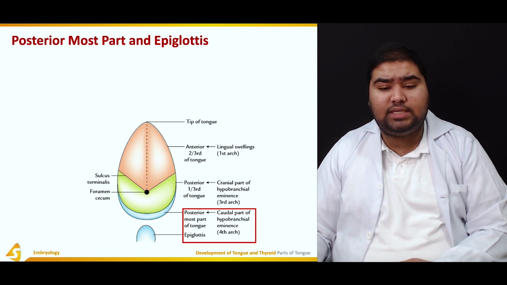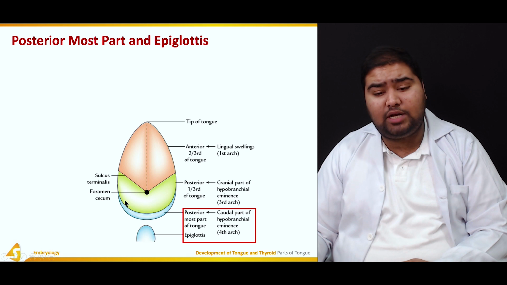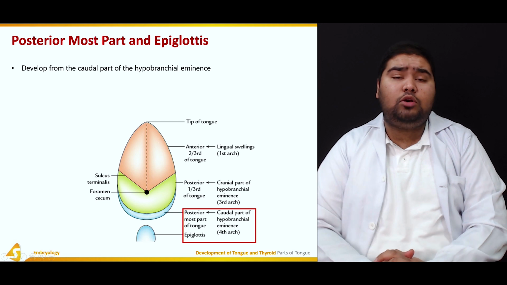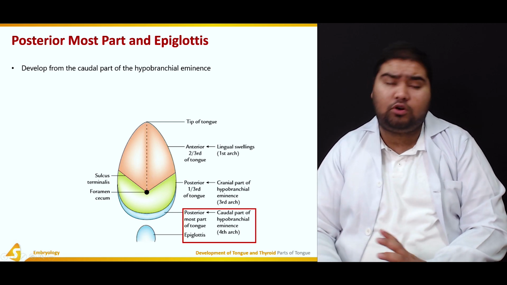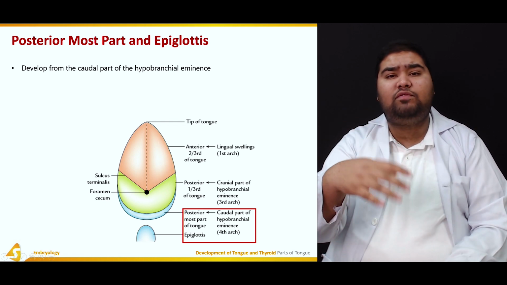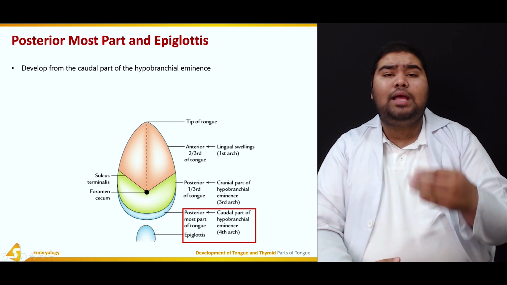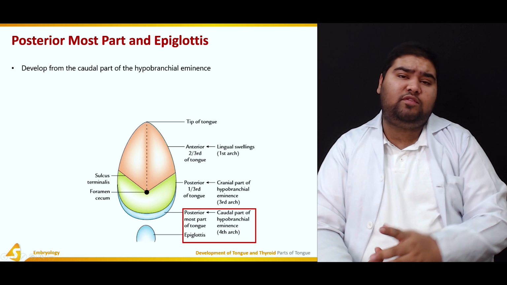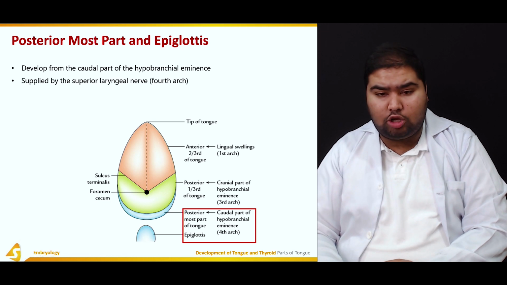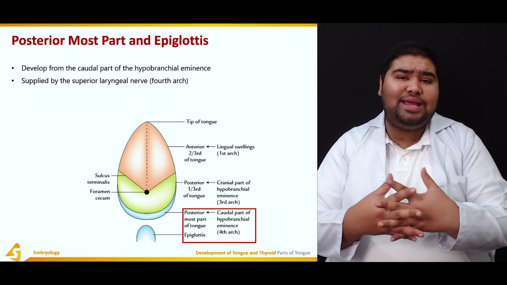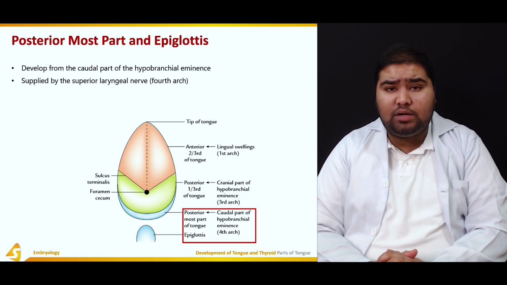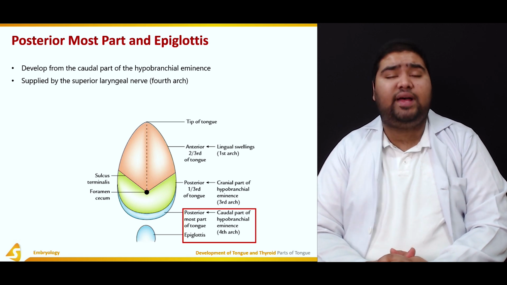Now we're talking about the posterior most part of the tongue. This posterior most part of the tongue is in blue, as well as the epiglottis. Now they develop from the caudal part of the hypobranchial eminence. We've talked about it before. The hypobranchial eminence is divided into a cranial part, which formed the posterior 1/3 of the tongue, and a caudal part. The caudal part is responsible for the formation of the posterior most part of the tongue, as well as the epiglottis. It is supplied by the superior laryngeal nerve. Superior laryngeal nerve is a branch of the vagus nerve, which is the nerve of the fourth pharyngeal arch.